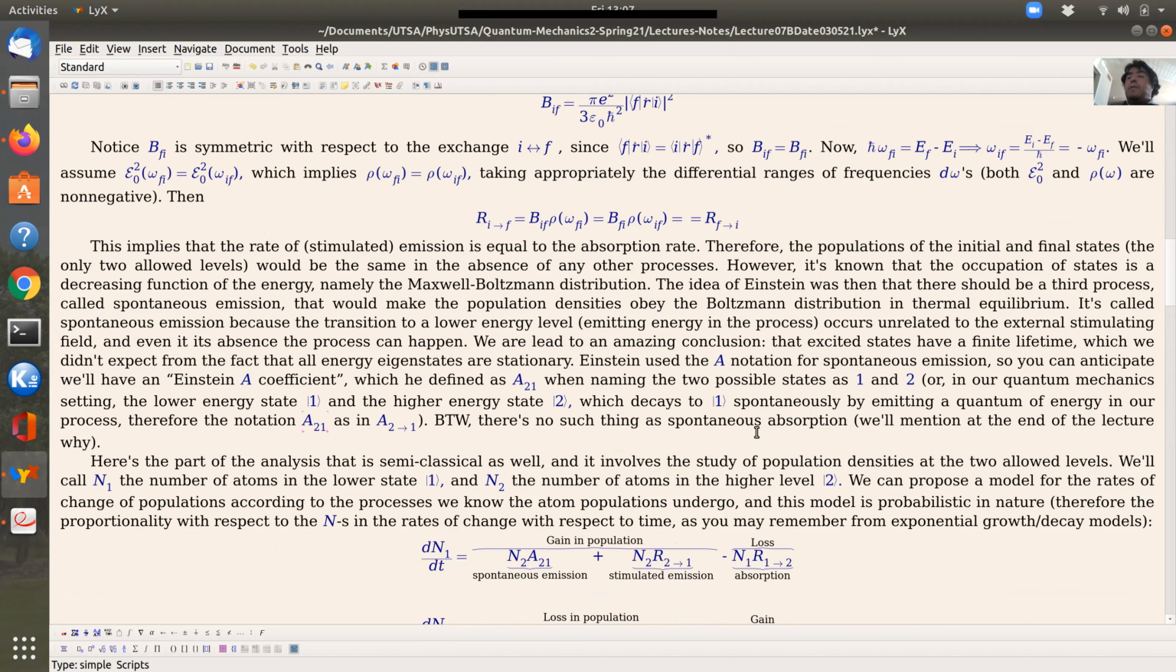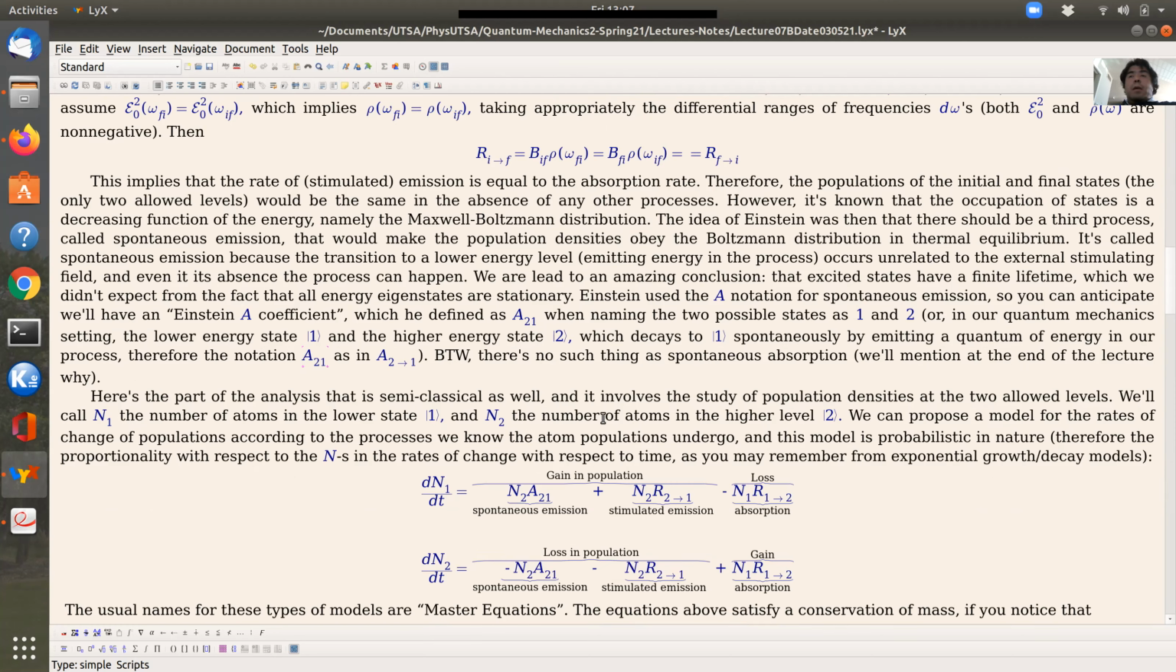Yeah, again, the reason, or this side-note comment, of why there is no such thing as a spontaneous absorption has to be explained later on, but I need more information, and I will just comment on it as a conclusion.